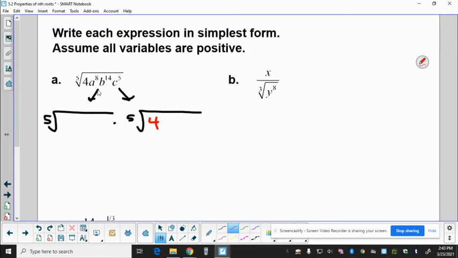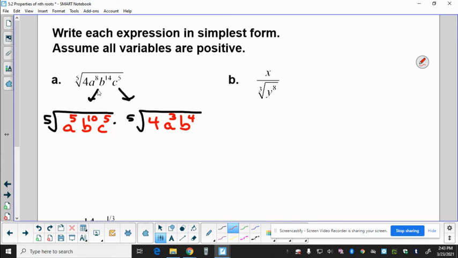How about a to the 8th? Okay, so what you have to do is start thinking about this. You've got a 5th root. What is the biggest multiple of 5 that fits into 8? Just a to the 5th. And this would have to be a to the 3rd, because 5 plus 3 is 8. Let's go with the b's. There's a 14 here, so I'm going to go with b to the 10th, because 5 divides into 10, and b to the 4th here. And then finally, c to the 5th is a perfect root.